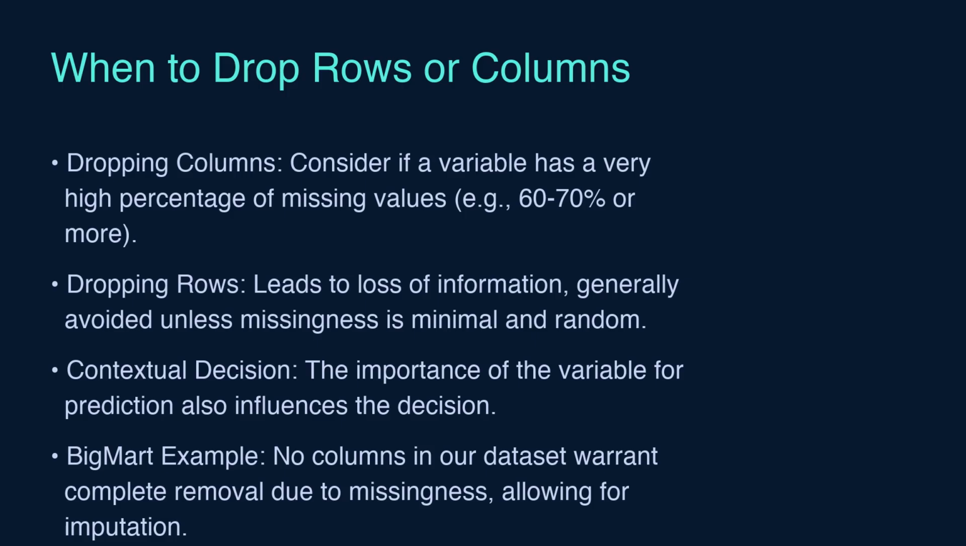Dropping rows with missing values, on the other hand, is generally approached with more caution. While it ensures a clean dataset, it can lead to a significant loss of valuable information, especially if missingness is widespread or not completely random. In our Big Mart dataset, after initial assessment, we found that none of the columns had such an extreme level of missingness that dropping them entirely was necessary. This gives us the flexibility to choose imputation methods, preserving as much data as possible for our model.